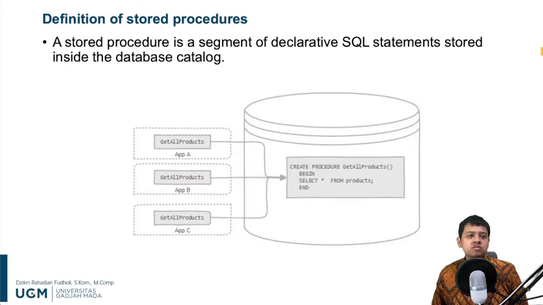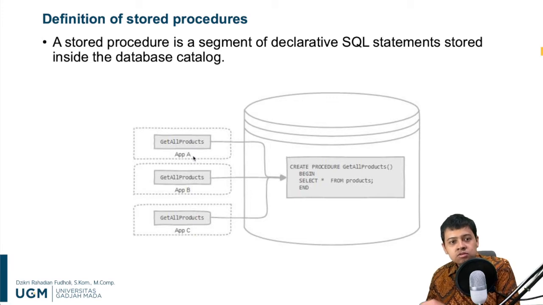So what is the definition of a stored procedure? A stored procedure in databases is a segment of declarative SQL statements stored inside the database catalog. So we can see here that if we create a procedure called getAllProducts with a statement of begin select star from products and end, then every app connected to this database can just do this by calling the procedure name only.